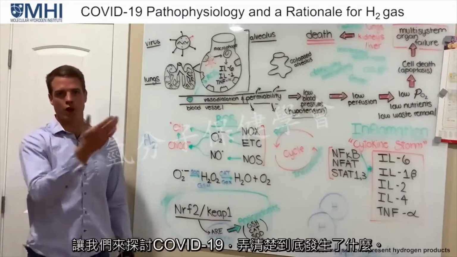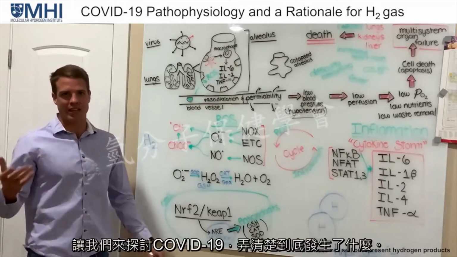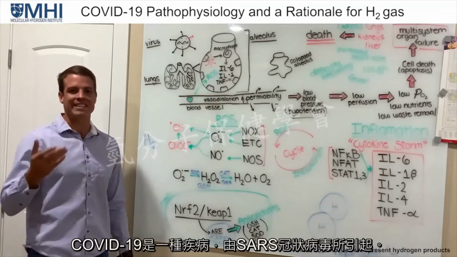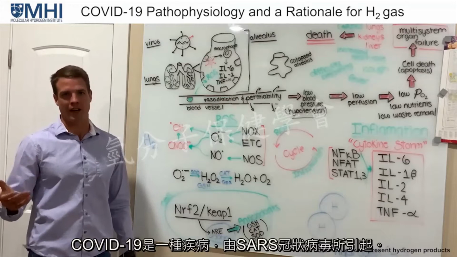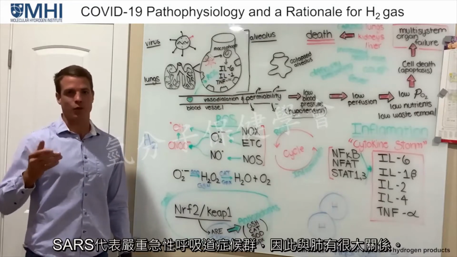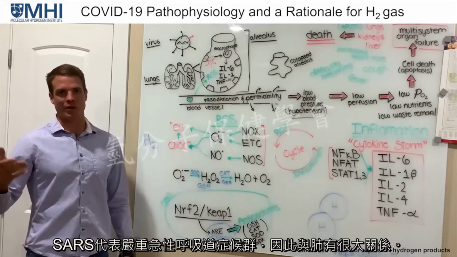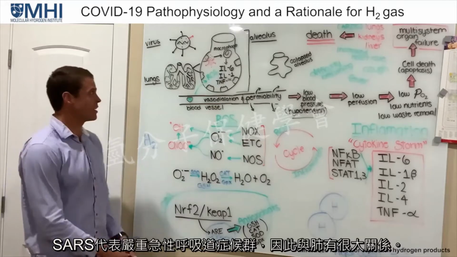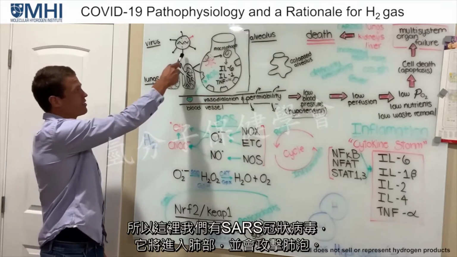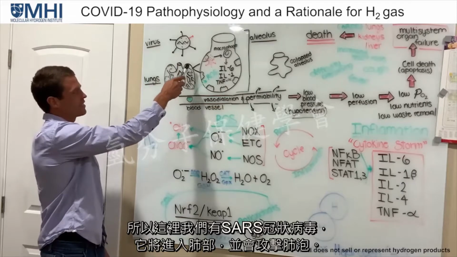Let's go into this COVID-19 and figure out exactly what's going on. So COVID-19 is the disease that is caused by the SARS coronavirus. Now SARS stands for Severe Acute Respiratory Syndrome, so it really has to do with the lungs. So here we have the SARS coronavirus. It's going to go into the lungs and attack the alveoli.